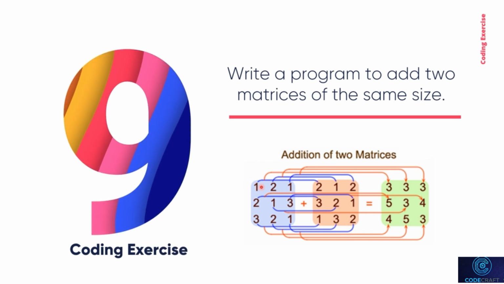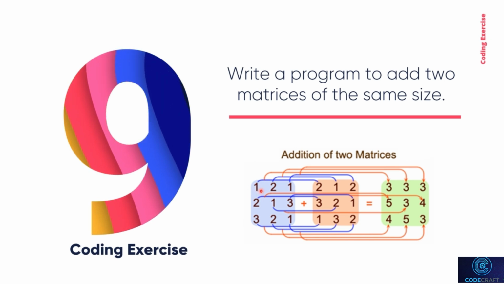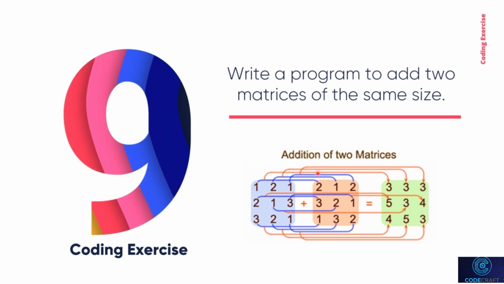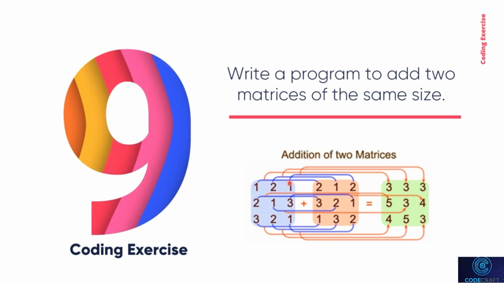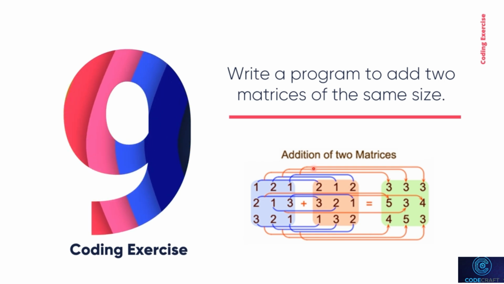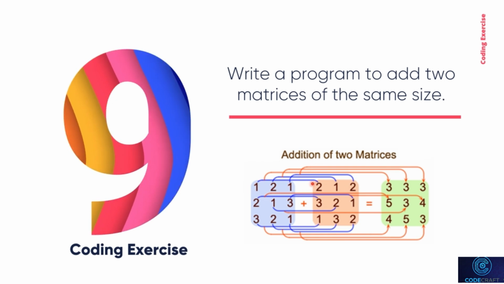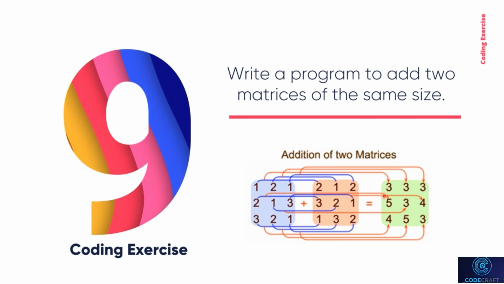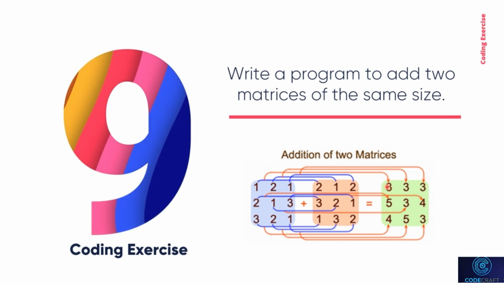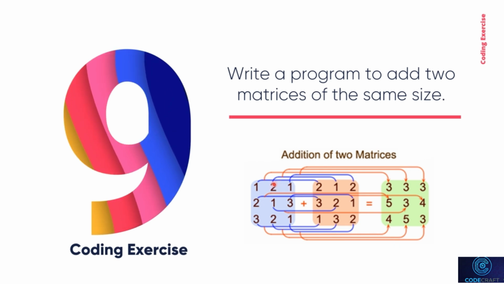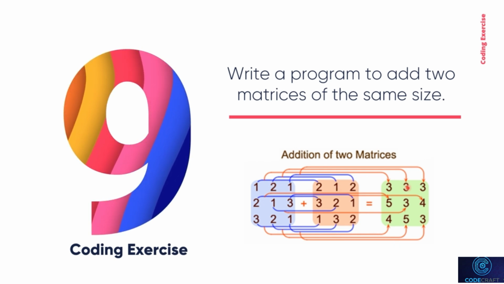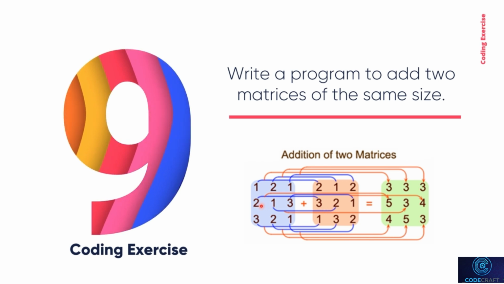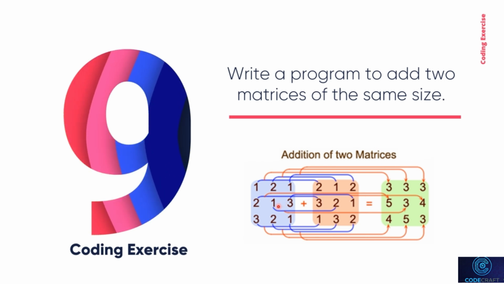We start by the first element here at row 1 and column 1, and we add it with the number with the same index, row 1, column 1. So 1 plus 2 will give me 3 in the new matrix, the result matrix, in the same index, row 1 and column 1. Then 2 with 1 will give me 3. 2 here with 3 will give me 5. 1 with 2 will give me 3, and so on.